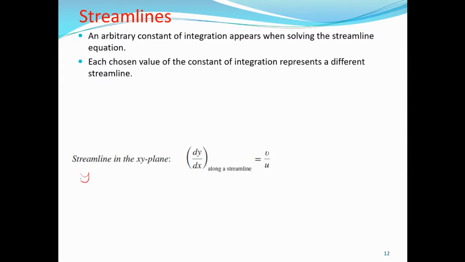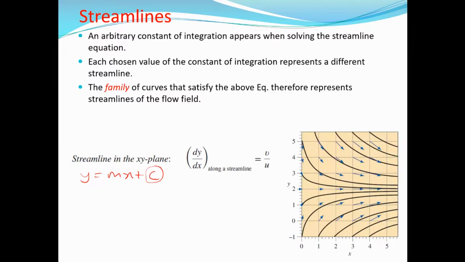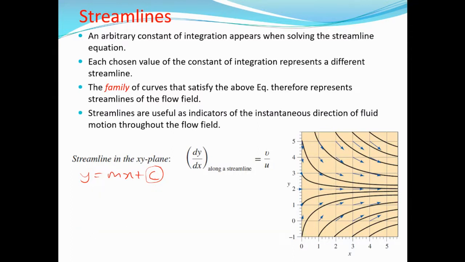So we can have, let's say, y equals mx plus c, where c is the constant. Each chosen value of c will give us a different equation, isn't it? So we'll have a family of curves that satisfy the same equation, which represent the streamlines of the flow field. You can see all these are the streamlines and these are the velocity vectors. Any given value of the constant of integration gives a different streamline. Streamlines are useful as indicators of the instantaneous direction of fluid motion throughout the flow field. This I mentioned ab initio.